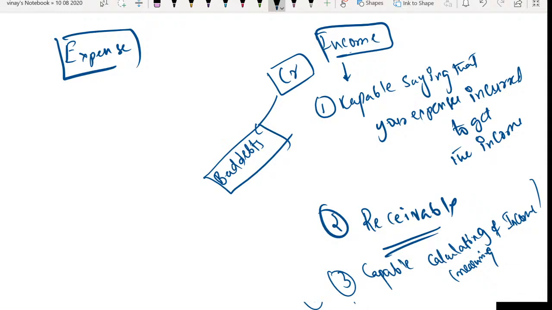One thing, the first point: you can say that this is the expense I have incurred to get this income. The first point is done, and you also have the confidence that this amount will be receivable. Yes, you have confidence, but you must also be able to say what amount you're going to get.